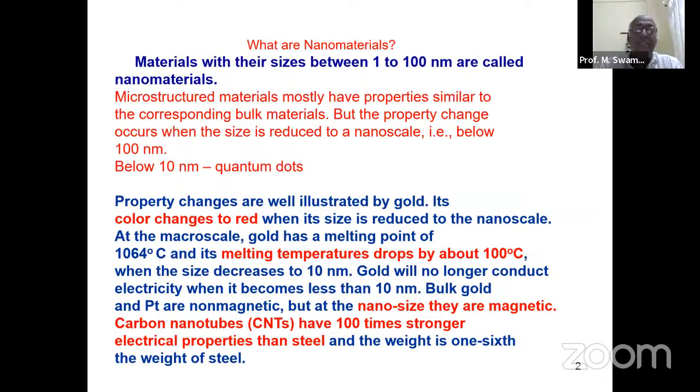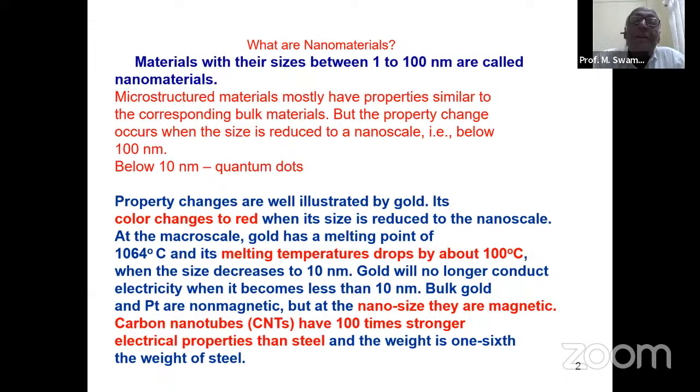The property changes can be very well illustrated by gold. All of us know that gold is yellow in color, but it changes to red when it comes to the nano size, and the melting temperature also changes, and it will not conduct electricity when it becomes less than 10 nanometers. Bulk gold and platinum are non-magnetic, but at nano size they become magnetic. And carbon nanotubes are very strong. They have stronger electrical properties than steel, but their weight is only 1/6 of that of steel.